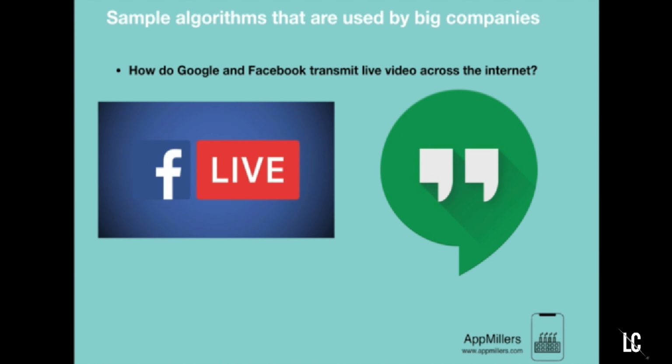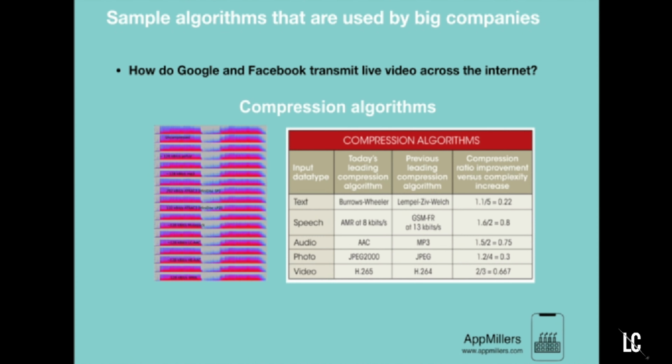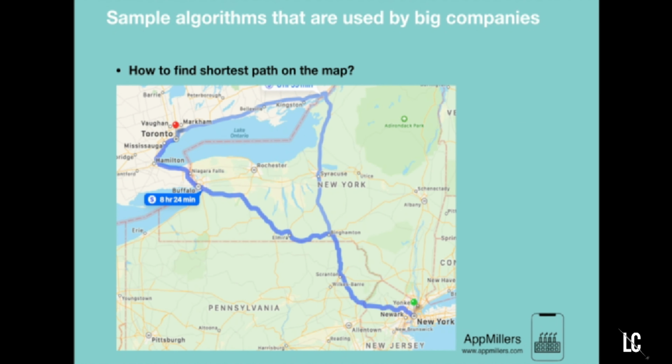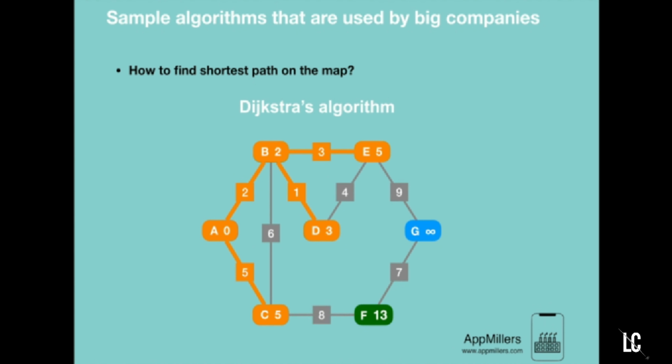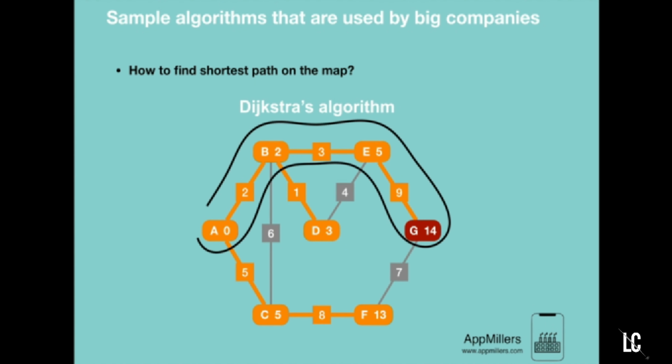You might be interested in how Google and Facebook transmit live video across the internet. The answer is they are using audio and video compression algorithms to transmit live videos. Or you might be interested in which algorithm is used to find the shortest path on the map. These are graph algorithms that are used in Google, Apple and Microsoft's maps to find the shortest path between two locations.